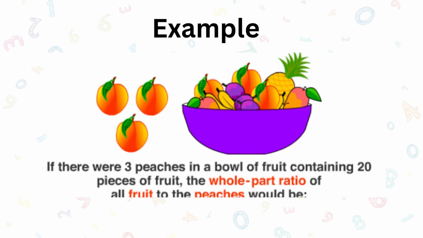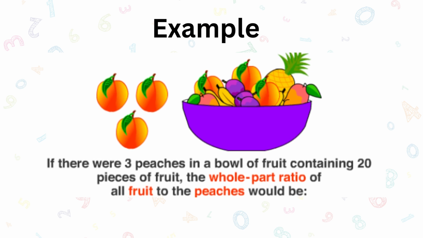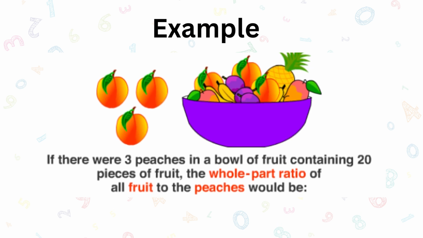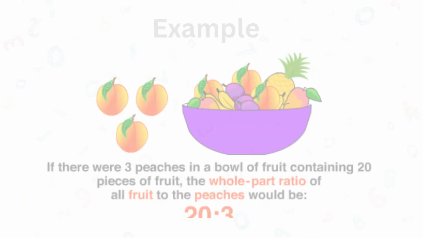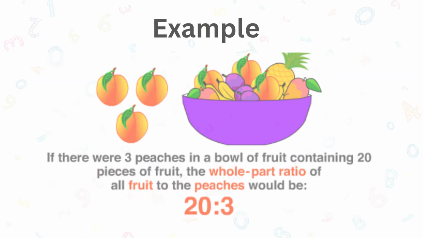Here is an example. If there are 3 peaches in a bowl containing 20 pieces of fruit, what is the whole-to-part ratio of all fruits to the peaches? Remember, we compare the total number of fruits to the number of peaches. So the whole-to-part ratio is 20 to 3.